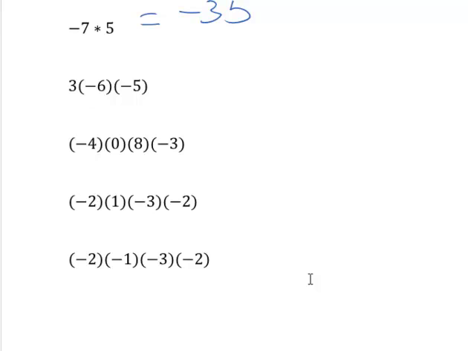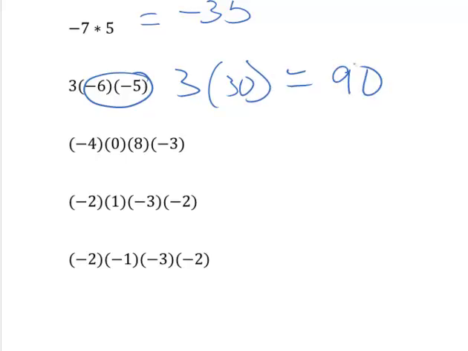Okay, so the next one is 3 times negative 6 times negative 5. Well, I know that if I multiply negative 6 times negative 5, I'm going to get a positive 30. And 3 times 30 is just going to leave me with 90. Now, if you look at the next one, it's negative 4 times 0 times 8 times negative 3. The fact that here we're multiplying by 0 tells me that my overall answer will also be 0.